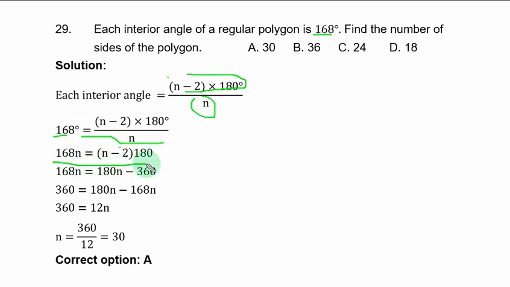You have this result. Open the bracket in the right hand side. You have this result. Collect like terms. You transfer minus 360 to the left. It becomes positive. Already 180n is there. You transfer plus this, it becomes minus 168n. If you subtract, you have this result. To get n, divide both sides by 12, and n is equal to 360 divided by 12, and that is 30. A is the correct option.